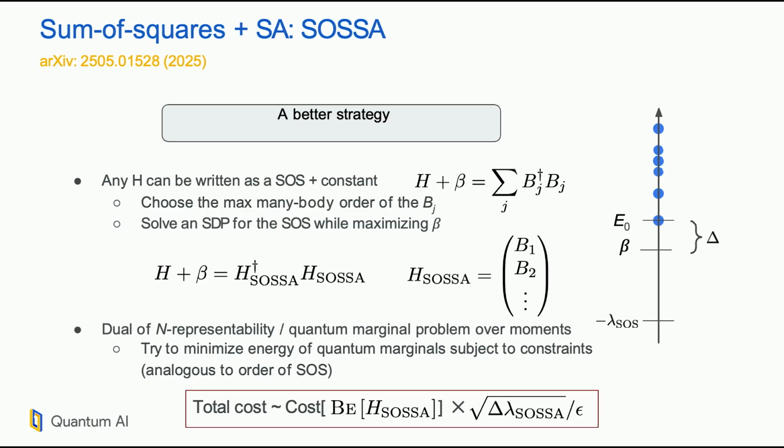The fortuitous error propagation. The nice thing about this is this sum of squares problem is actually the dual to something that we do in quantum chemistry called the n-representability problem. That's where you optimize over the moments of some distribution. And so we have a lot of knowledge about actually how to design these ansatz such that they provide good lower bounds.